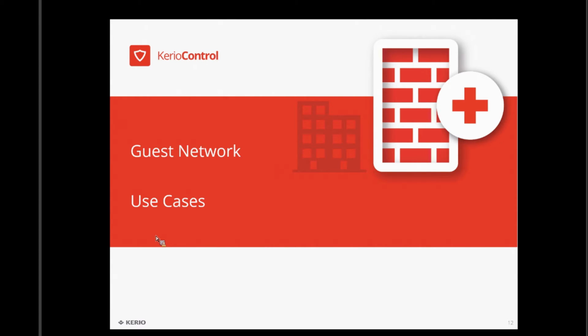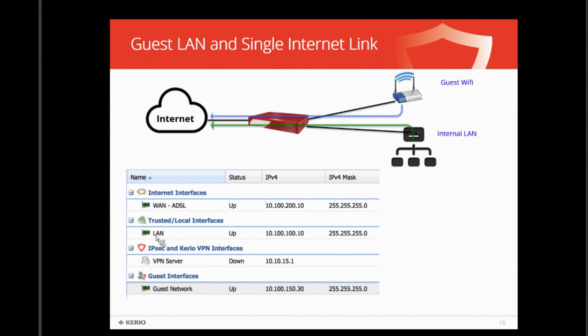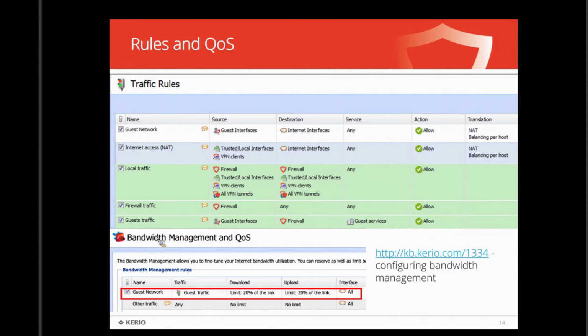So yes, let's move on to use cases of guest network usage in Kerio Control, and we will start with the guest LAN and single internet link. In this case, you are sharing the single internet link between your guest network and your LAN clients, so all of them are using the same internet link. You have to make some additional changes in your configuration to prevent guests from taking all the available bandwidth.